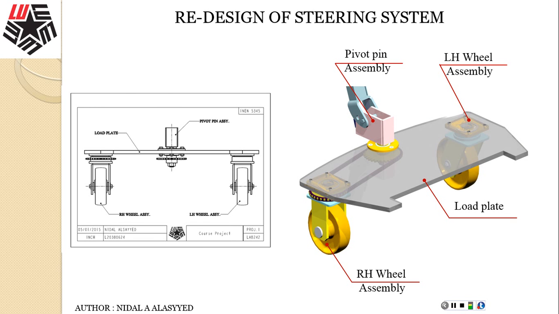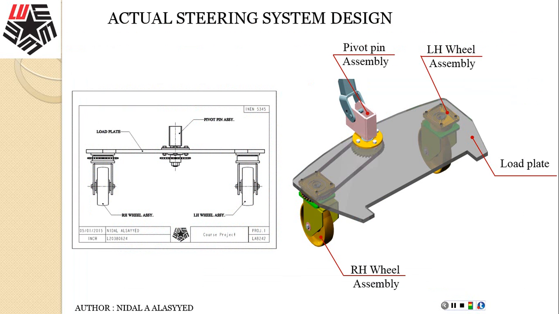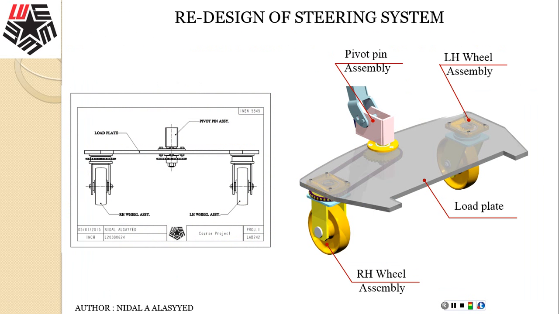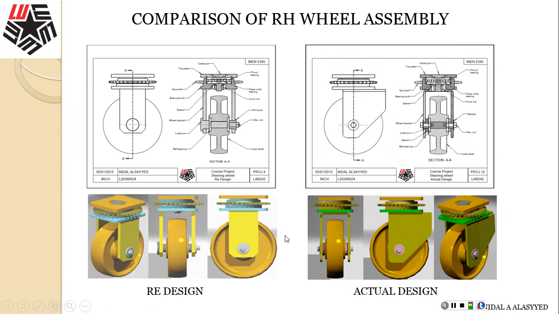I showed you the actual design photo just a second ago, which is here. If you see the title, it's the actual steering system. You may not see that much of a difference from the redesigned one. If I go to the redesigned one two sheets after, you will see some serious changes happened in each of these sub-assemblies: the pivot pin assembly, the left wheel, and the right wheel. Let's do some quick comparison here.